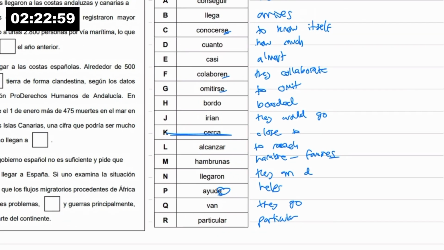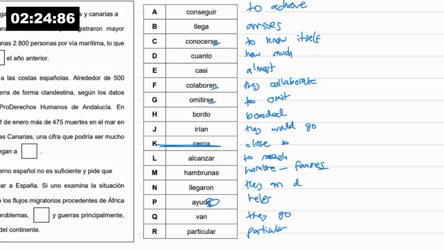And actually, also in this list, I'm thinking about things like infinitives. So if I highlight the infinitives in blue, conseguir is an infinitive, alcanzar is your infinitive, omitirse, conocerse. Then I'm thinking about conjugated verbs. So llega, colaboren, irían, llegaron, ayude, van are your conjugated verbs. I'm just thinking about those.